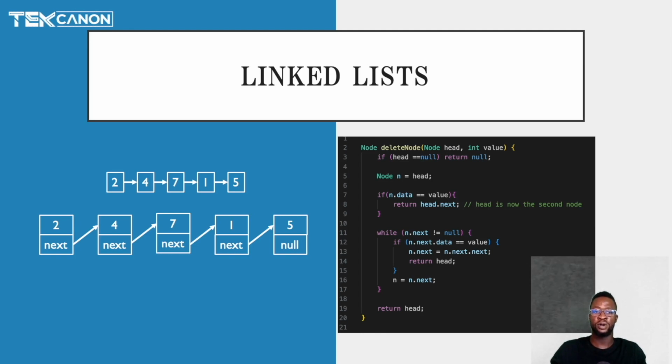7's next was 1, remember? And on line 13, all we're doing is changing that from pointing to 7 to point to 7's next, which is n.next.next, which is 1. And once we've done that, it means we've deleted successfully. Then we can return head, which is returning the head of the linked list. And we're pretty much done deleting the node from that linked list.